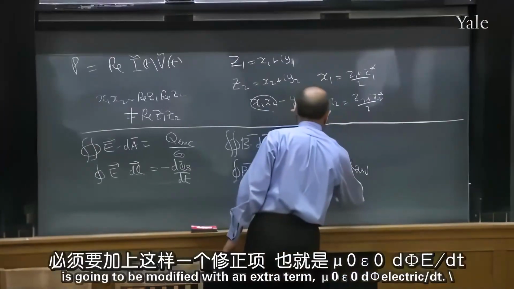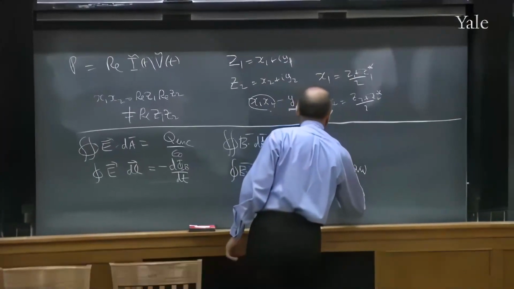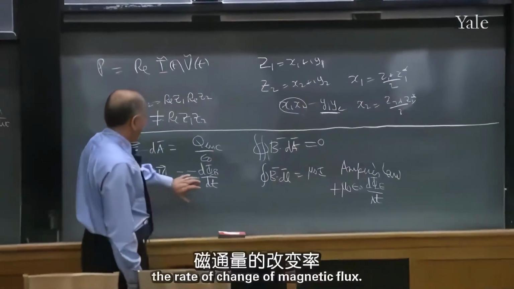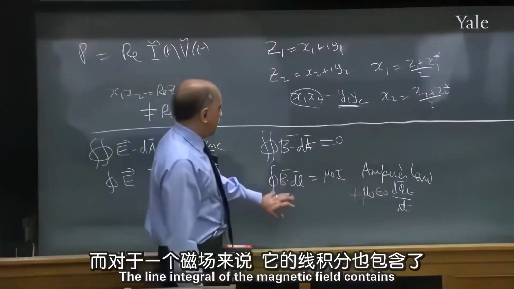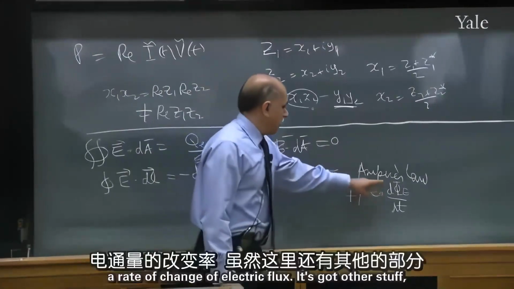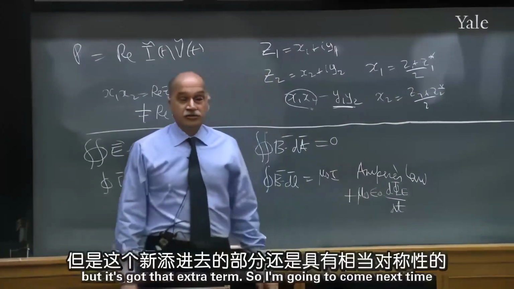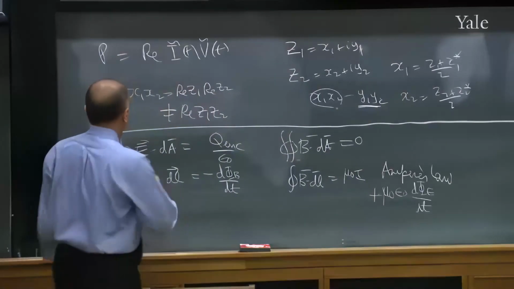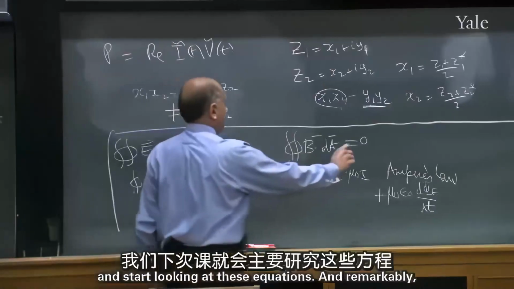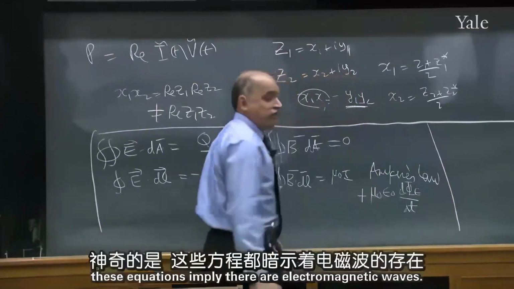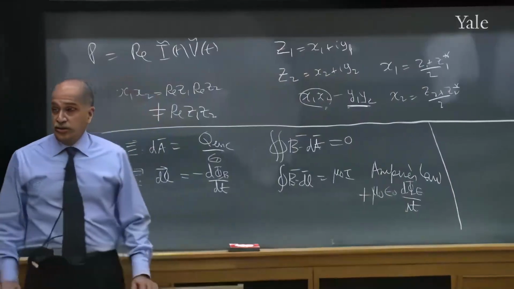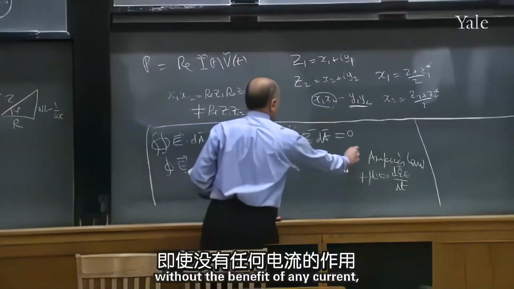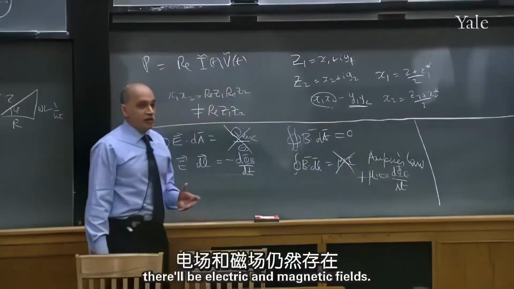Therefore, the last Maxwell equation, Ampere's law, is going to be modified with an extra term, mu 0 epsilon 0 d phi electric dt. And it has a nice symmetry now that the line integral of the electric field is the rate of change of magnetic flux. The line integral of the magnetic field contains a rate of change of electric flux. It's got other stuff, but it's got that extra term. So I'm going to come next time and start looking at these equations. And remarkably, these equations imply there are electromagnetic waves. Namely, without the benefit of any charge, without the benefit of any current, there will be electric and magnetic fields.